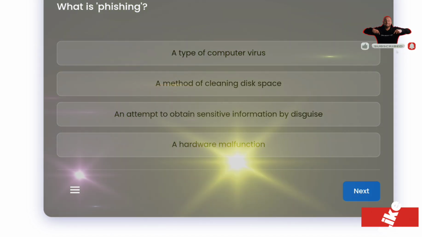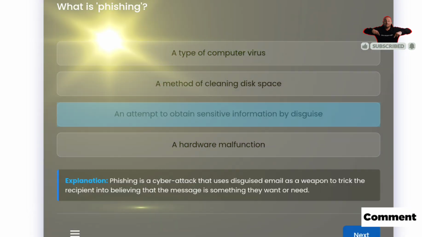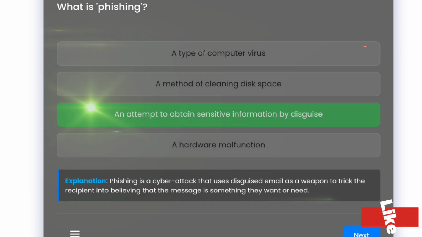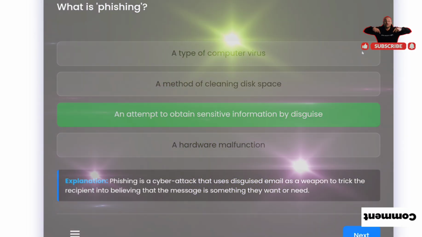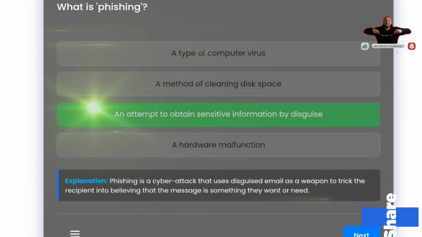Next question: what is phishing? Phishing का मतलब क्या होता है? An attempt to obtain sensitive information by disguise.